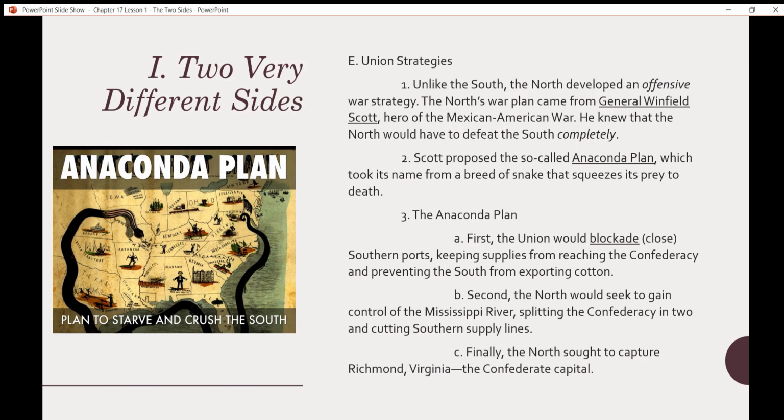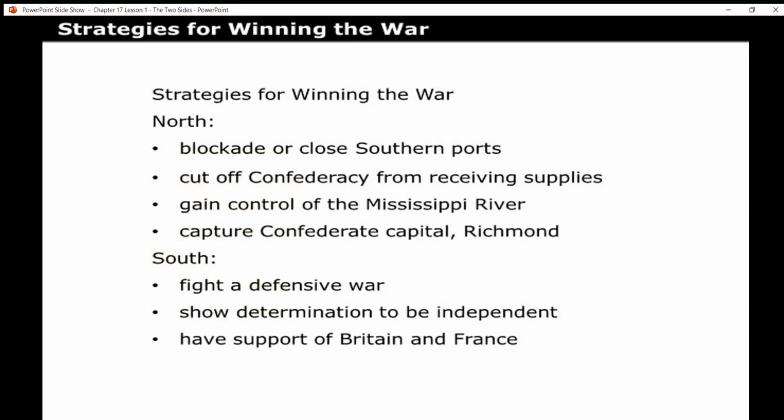Finally, the third and last part of the Anaconda Plan: the North sought to capture Richmond, Virginia, not just the capital city of Virginia, but at the time, the Confederate capital. Here you have another study slide for the strategies that we've just talked about. Go ahead and take a screenshot. Strategies for winning the war from both the North perspective and the South perspective.